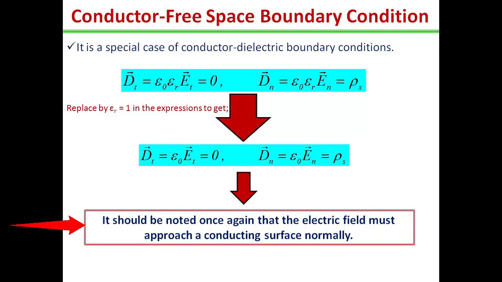That means there is no tangential component of electric field. This implies that electric field E must approach a conducting surface normally.